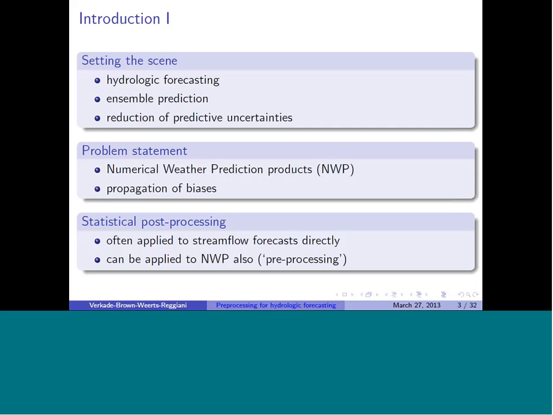Now, there's a couple of solutions that you can apply to try and reduce these biases. And one of these solutions is statistical post-processing. Now, what is often done within the ensemble streamflow prediction systems is that statistical post-processing is applied to the streamflow forecast directly, if you like. That usually works pretty well, but what you could also do is apply the statistical post-processing to a single source of uncertainty. In this case, you could apply it to the numerical weather prediction products.